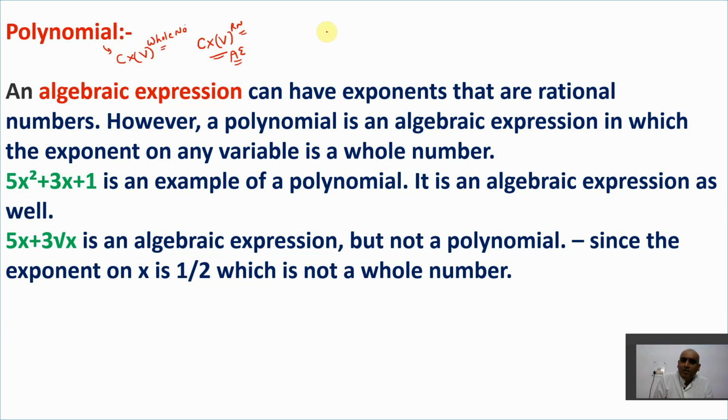And what are whole numbers? Whole numbers are 0, 1, 2, 3 goes up to infinity. Means 1, 2, 3 goes up to infinity means what? Natural numbers. And if we add 0 along with natural numbers, it becomes what? Whole number. So whole numbers are nothing, 0 plus all natural numbers. That means all the counting numbers. All natural numbers are whole numbers. So this is a basic idea of polynomial and difference between an algebraic expression and polynomials, right?